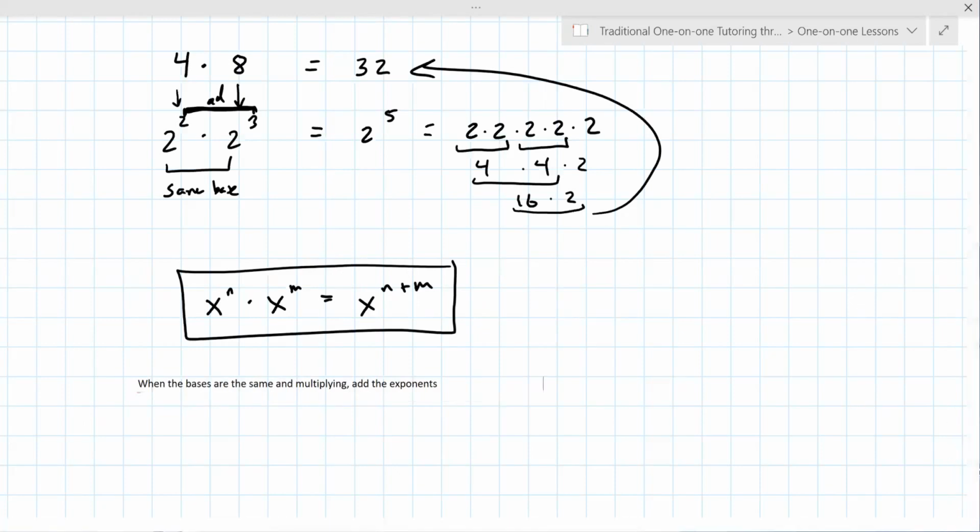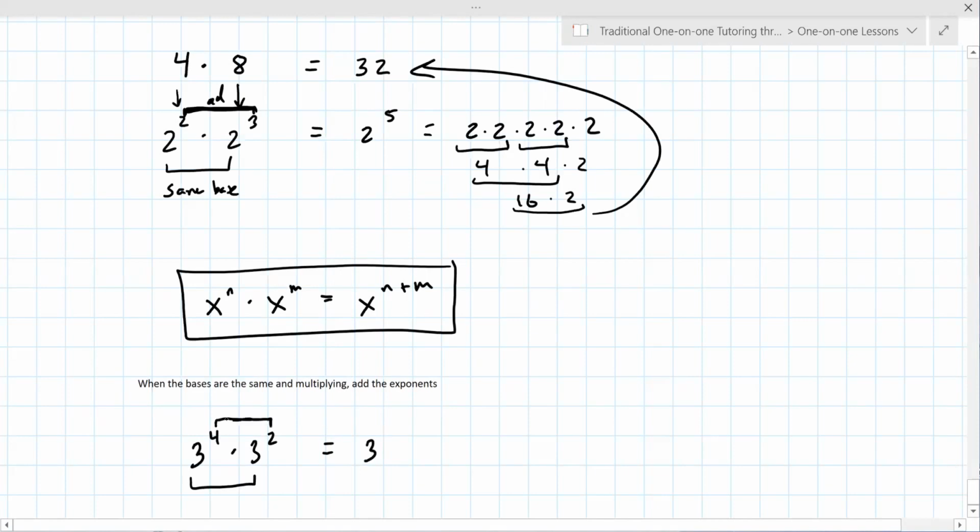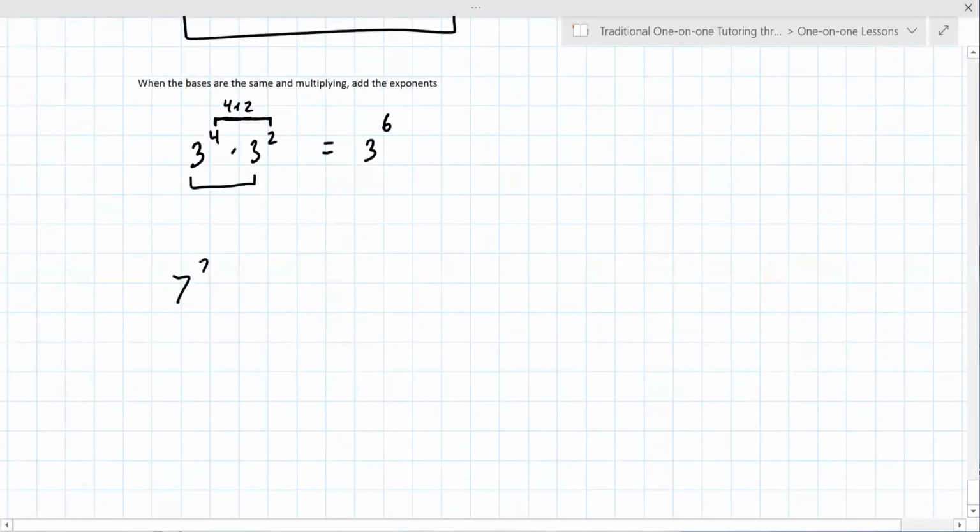So if I ask you what is 3 to the power of 4 times 3 to the power of 2, because the bases are the same, you add the exponents. It's not 2 times 4, it's 4 plus 2. Let's try another one. Let's say it's 7 squared times 7 to the 5th. It's 7 to the power of 2 plus 5, which is 7 to the 7th. You follow that? Yeah, I follow. Okay, now you try one.